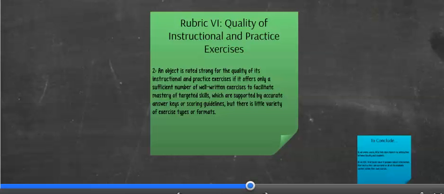Rubric number 6, the quality of instructional and practice exercises. The course also received a 2. An object is rated strong for the quality of its instructional and practice exercises if it offers only a sufficient number of well-written exercises to facilitate mastery of targeted skills, which are supported by accurate answer keys or scoring guides, but there is little variety in exercise types or formats. This course was basically all tests, answer questions, and it didn't really give a lot of independent work or additional information for the instructors to actually go above and beyond.